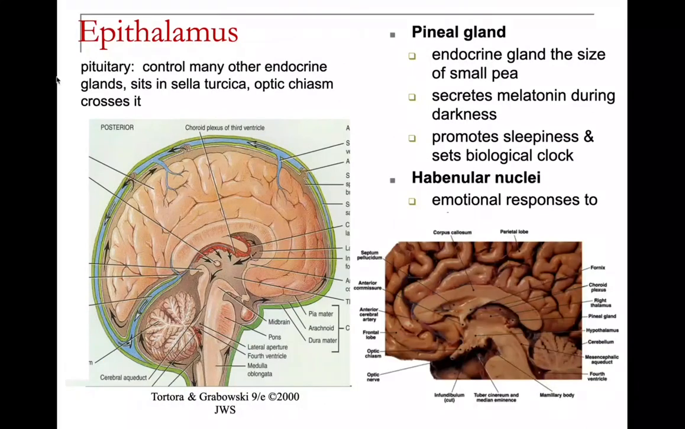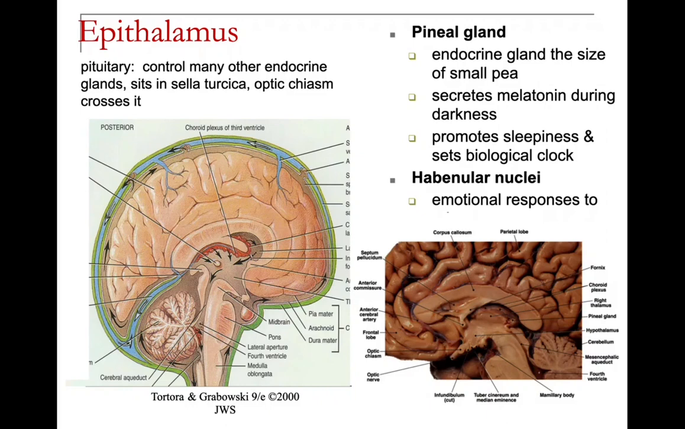All right, so the pituitary is important because it controls a lot of other endocrine glands. It actually sits in the sella turcica, which is a little well in the skull, and the optic chiasm sits on top of it, or crosses it. So if you have a pituitary tumor, it can actually start to affect vision with the optic chiasm.